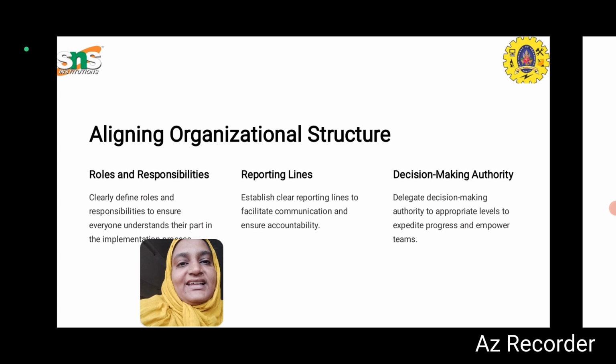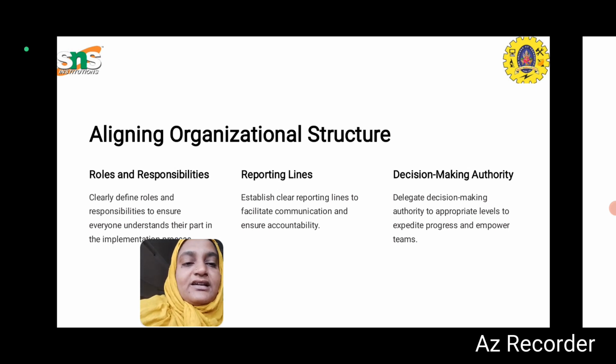So aligning organization structure, first you have to know your role and responsibility. You have to understand what is your role there, your responsibility there, how you are going to achieve it, how your team spirit, your leadership, everything plays a vital role here, right? Then reporting lines, so you have to report then and there to your immediate boss, and if it is required, you have to communicate with your peer group and the people who are working under you also. So reporting is upward as well as downward.